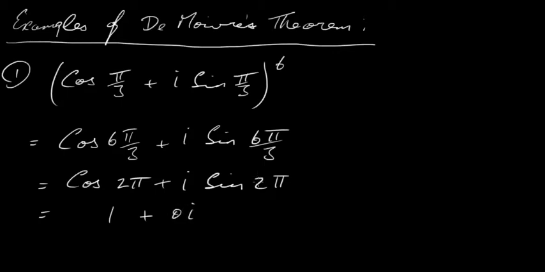So we get 1 plus 0i. 2 pi is simply 0 degrees. This is 0 degrees here, or if you go all the way around here, you've got 2 pi. Anyway, that's the first one, a very simple example.